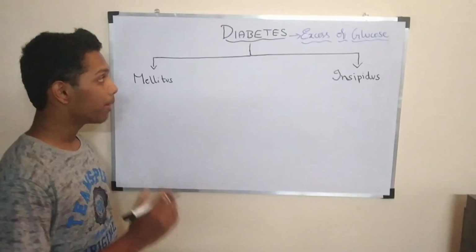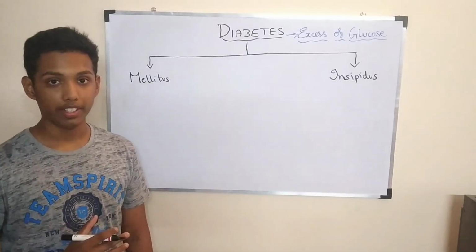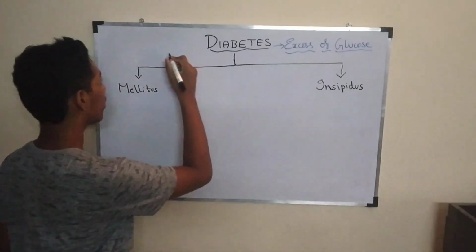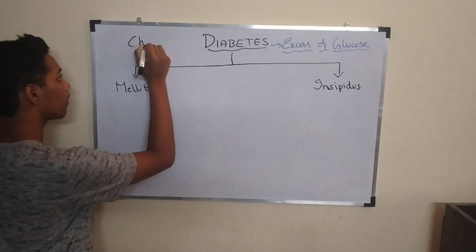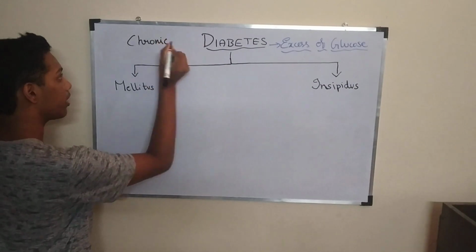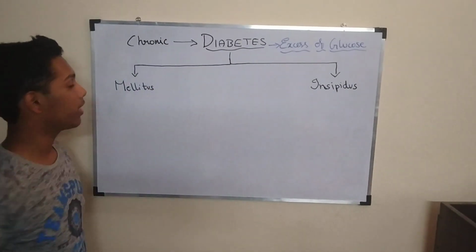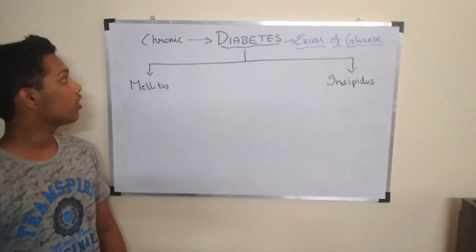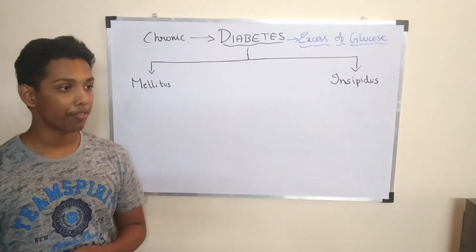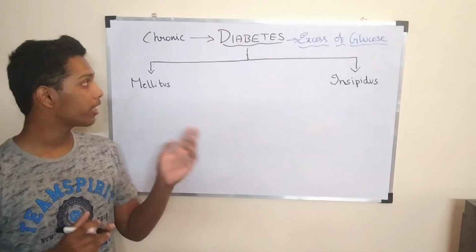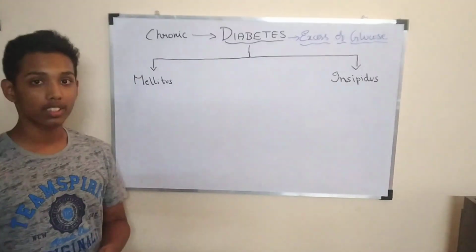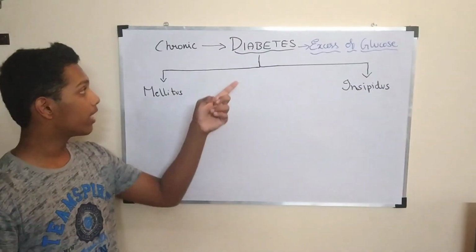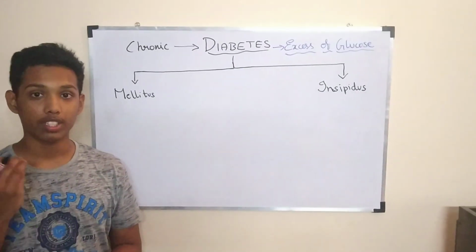And remember this point, that diabetes is a chronic disease, right? I'll just write it here. Diabetes is a chronic disease. What exactly is a chronic disease? A disease which lasts for years or lifelong is known as a chronic disease. It is mostly affected by genetics, because of genes. That's the reason many members get affected by diabetes, and it's a chronic disease. It lasts for years, or you can say lifelong.